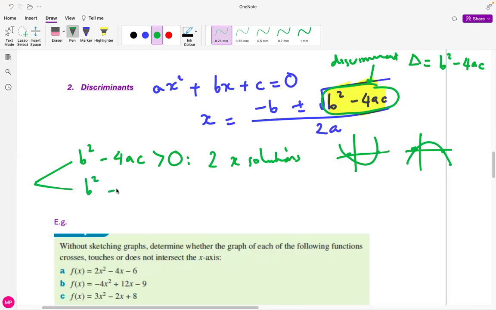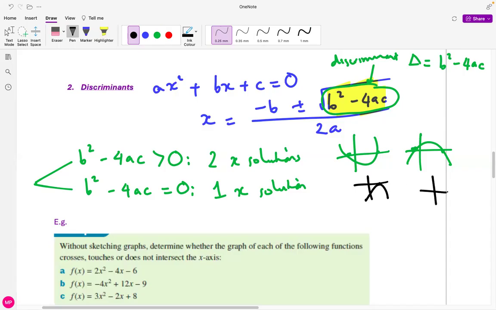If b squared minus 4ac equals 0, then the square root of 0 is 0. The plus minus here doesn't matter at all, so you will have 1 x solution. If you think about a parabola with 1 x solution, it will basically just touch the x-axis like that. So it touches at one point, or amplify it, it goes like this.